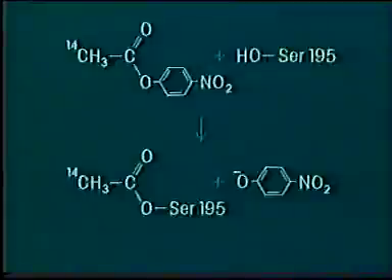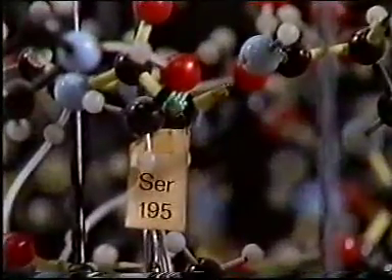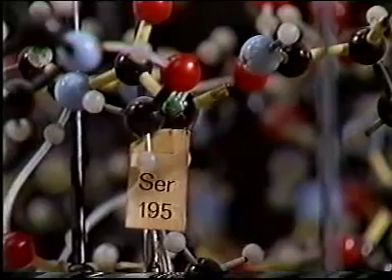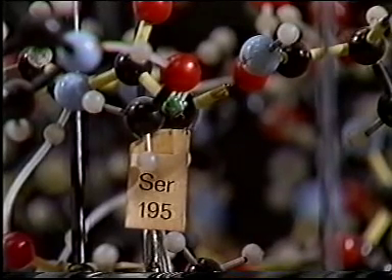And what's more, serine 195 is the only one of the 28 serine groupings in the enzyme to do this, confirming that this is the region of the active site. So, our structural studies have identified the special role of serine 195 in the catalysis. But there are still unanswered questions. What are the functional roles of the other amino acid side chains in the active site?